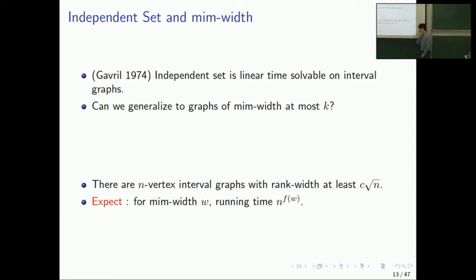But Mim-width is much stronger than rank-width. So probably an FPT algorithm is difficult, but our guess is that we might expect some n to the f of w time algorithm for some f. Of course, if f is very high, then it's not practical at all. But probably we can obtain f that is linear or square, something like that. So this is my guess.